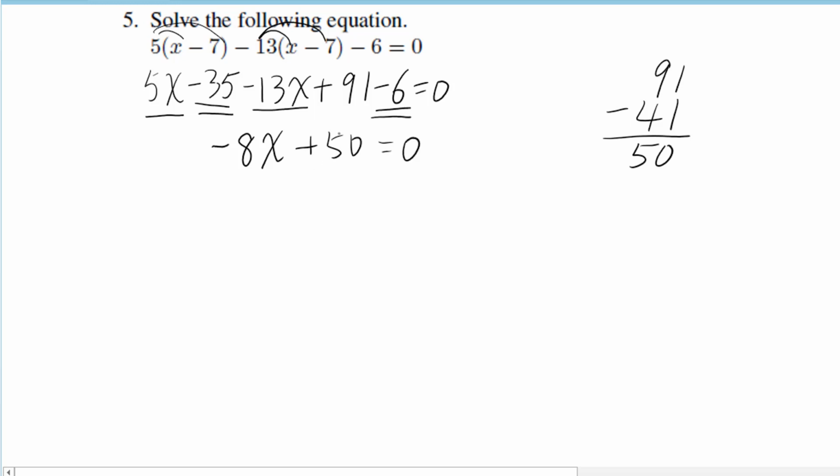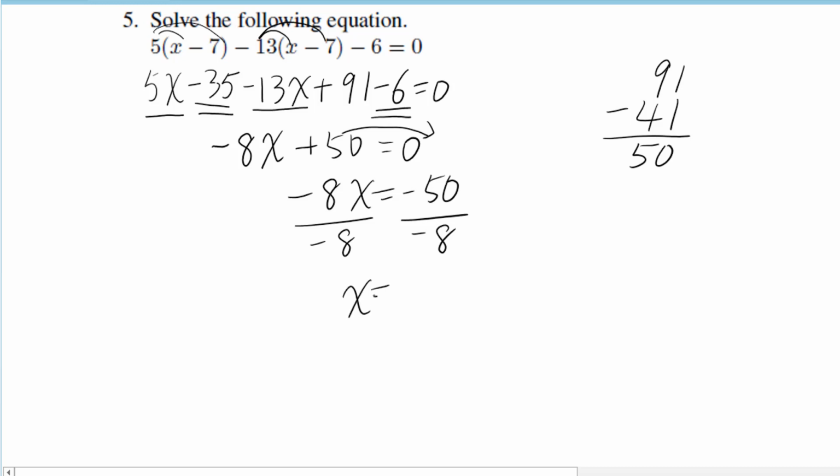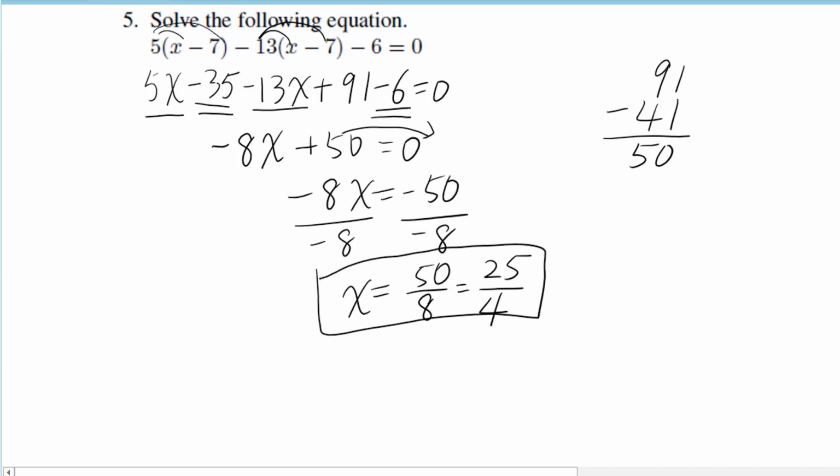Then we minus 50 on both sides. You will get negative 8x equals negative 50. Divide by negative 8 on both sides. You will get x equals 50/8. Reduce, that's 25 over 4. So x equals 25/4 will be the solution to number 5.